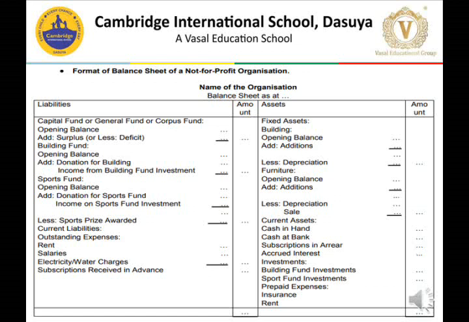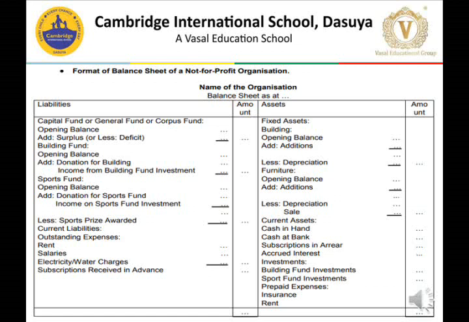In the opening balance we will add surplus or less deficit if there is any. Same here, building fund, add opening balance, add donation for building, add income from the building fund investments, and we will deduct if there is any expense. Then sports fund, opening balance plus donations plus income from sports fund investment less sports prize awarded.